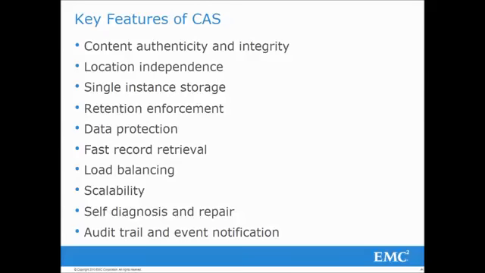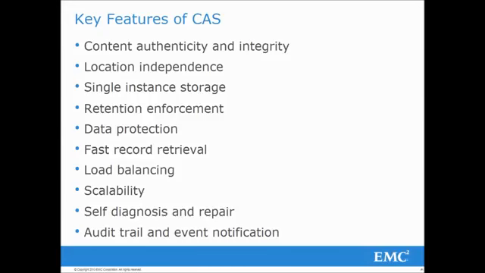Retention enforcement. Protecting and retaining objects is a core requirement of an archive storage system. After an object is stored in the CAS system and the retention policy is defined, CAS does not make the object available for deletion until the policy expires.